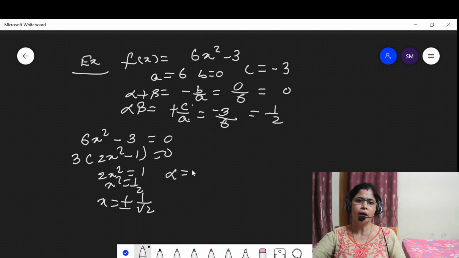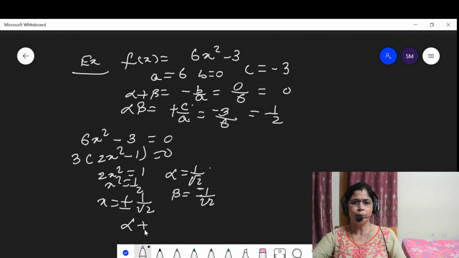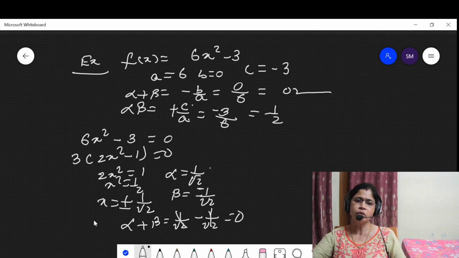Then alpha is equal to 1 upon root 2 and beta is equal to minus 1 upon root 2. Then alpha plus beta is equal to 1 upon root 2 plus minus 1 upon root 2. This cancels, we get 0. Here also we get alpha plus beta is 0. Hence we verify that alpha plus beta is equal to 0, which is equal to minus b by a.